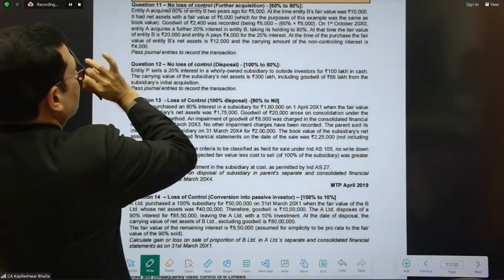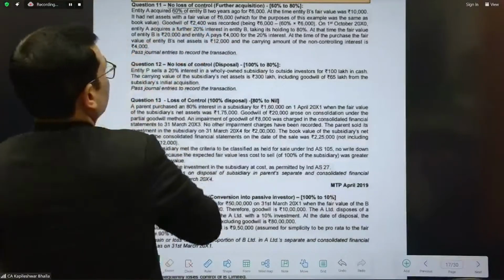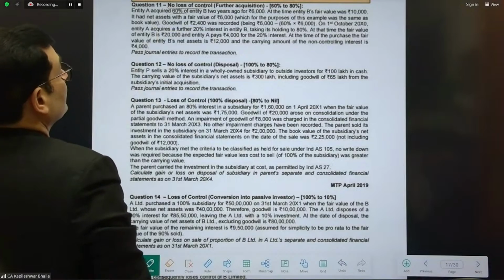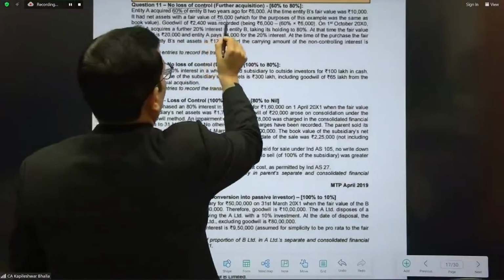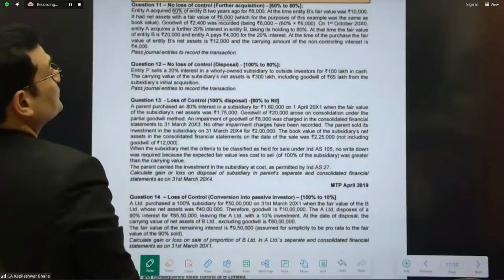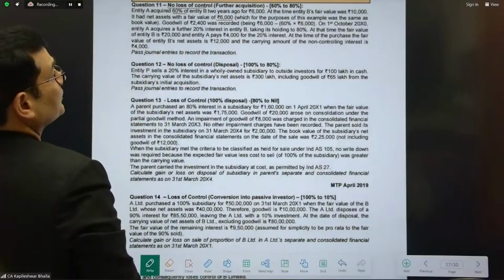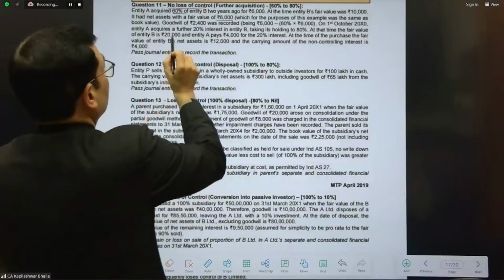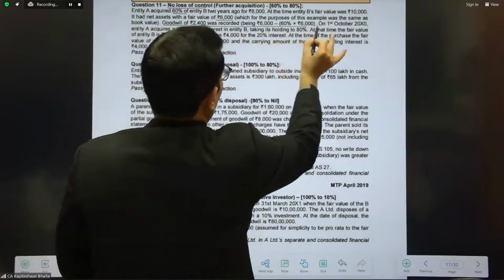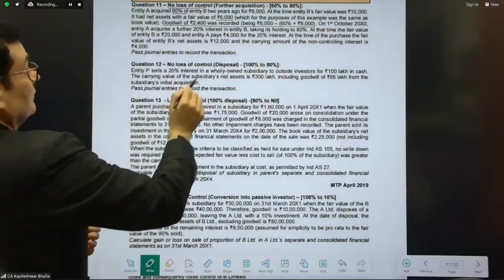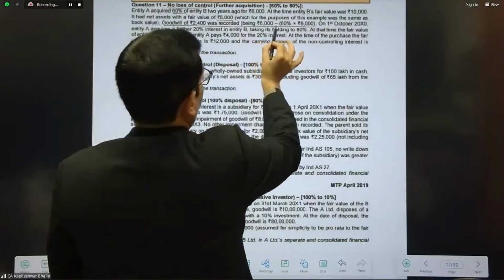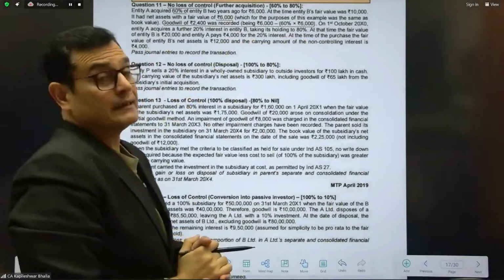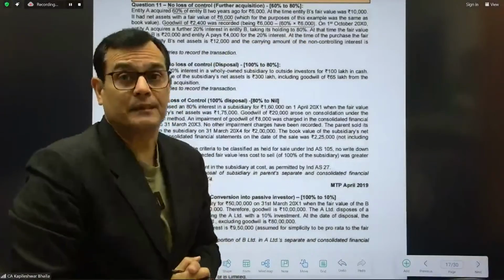Entity A acquired 60% of entity B 2 years ago, and at that time the fair value was 10,000. The net assets had a fair value of 6,000, which for the purpose of this example is the same as the book value. And goodwill of 2,400 was recorded. He's already given you how this goodwill was computed 2 years back. So we compared the purchase consideration and we took 60% of the net assets, because in this case, it seems that they've taken the NCI at a PUSNA.